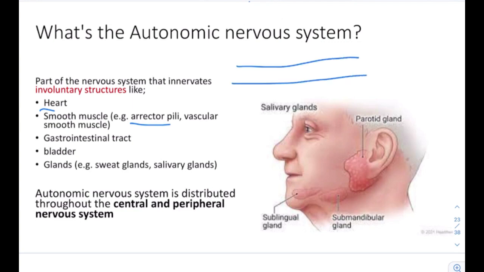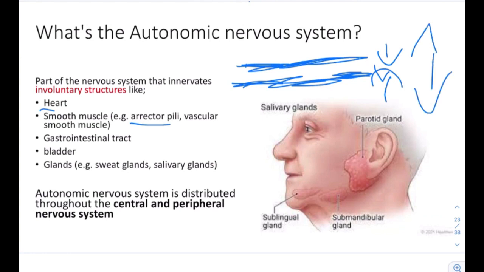So your blood vessels, the arteries and veins, in their walls, you have smooth muscle. We call this vascular smooth muscle. It causes the blood vessels to constrict or to dilate. And this is controlled by the autonomic nervous system.